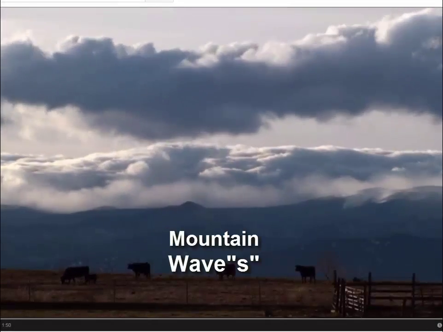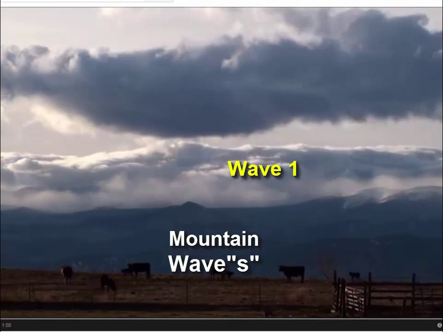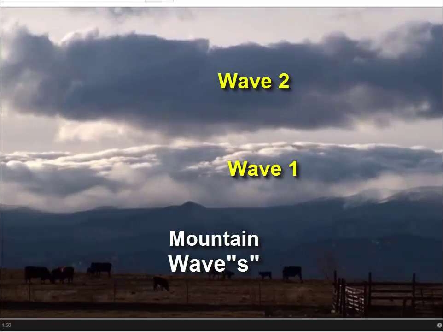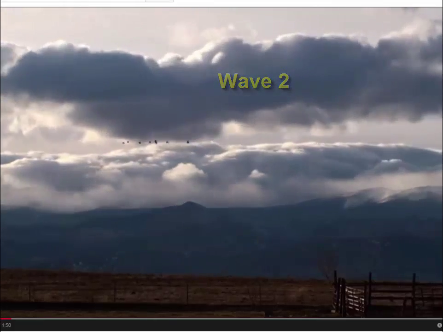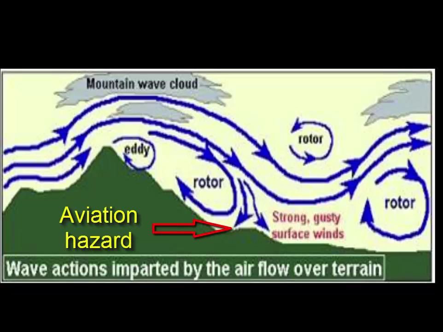We use the plural term waves because there are usually multiple waves present. In this video, you can see one wave breaking over the ridgeline, but there is also another wave closer to the camera. When mountain waves are present, you can assume eddies are being produced in the lee of the mountains. This means the winds will be erratic and bring sudden wind shifts in speed and direction.